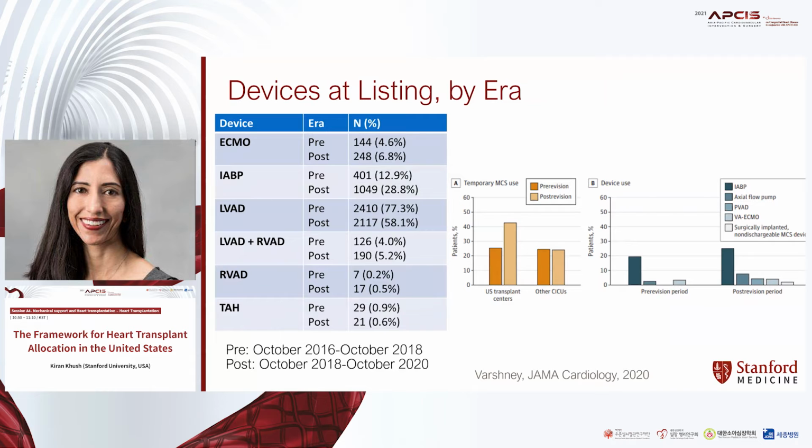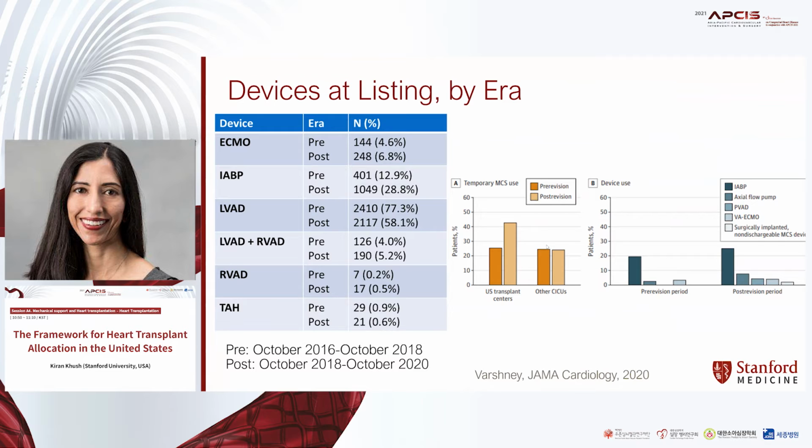Not surprisingly, the use of temporary mechanical support has dramatically increased in this new heart allocation system. So the use of ECMO has gone up from 4.6 to 6.8% of waitlisted candidates. And dramatically, the use of balloon pumps has gone from about 13 to 29%, while the use of LVADs and other durable MCS has decreased.